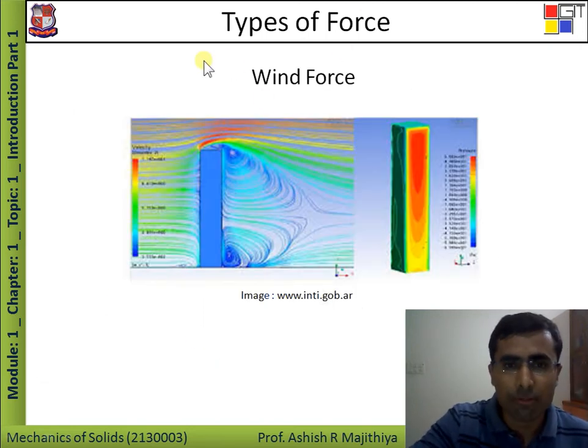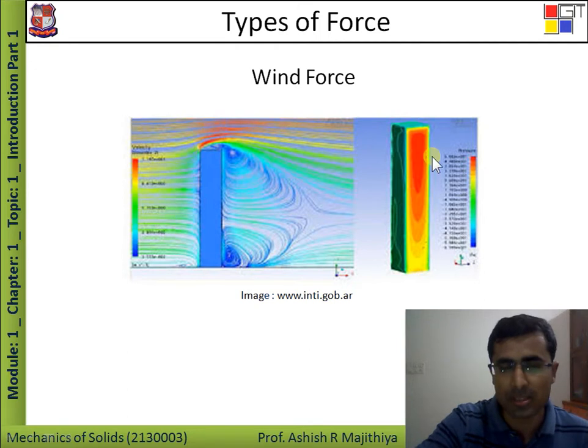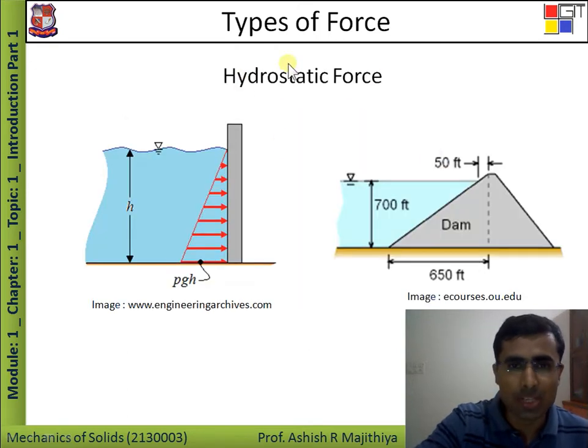The next is wind force. It is generally considered in structural design problems in civil engineering, and it is an example of distributed force because it acts upon a large surface. Next is hydrostatic force. A force applied by a fluid is called hydrostatic force.